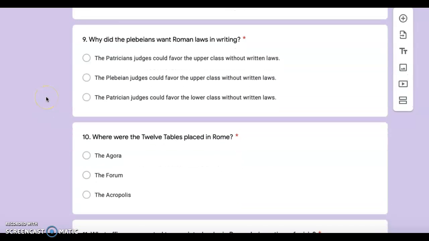Number 9. Why did the plebeians want Roman laws in writing? The patricians judge could favor the upper class without written laws. The plebeian judge could favor the upper class without written laws. Or the patrician judges could favor the lower class without laws.